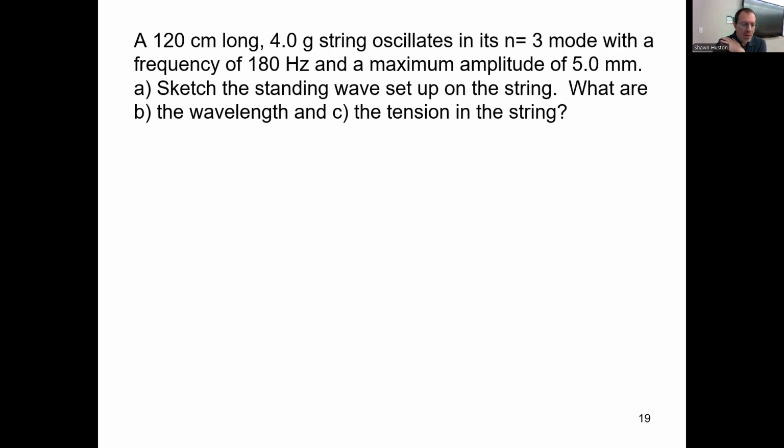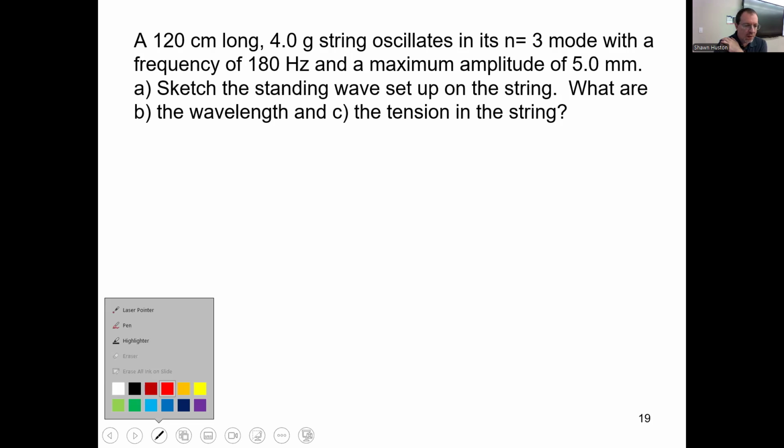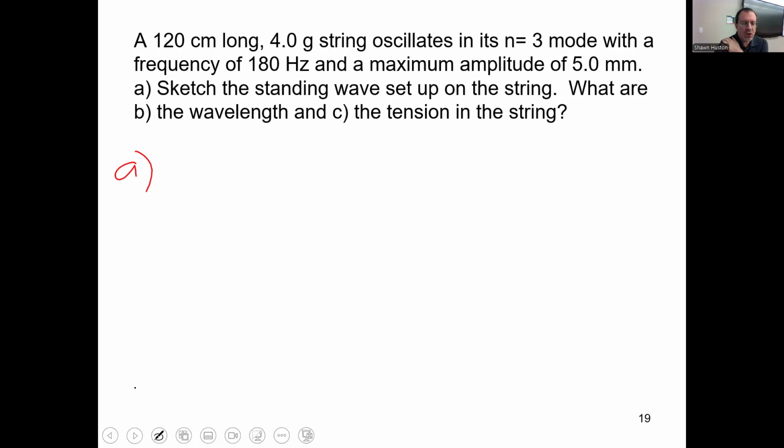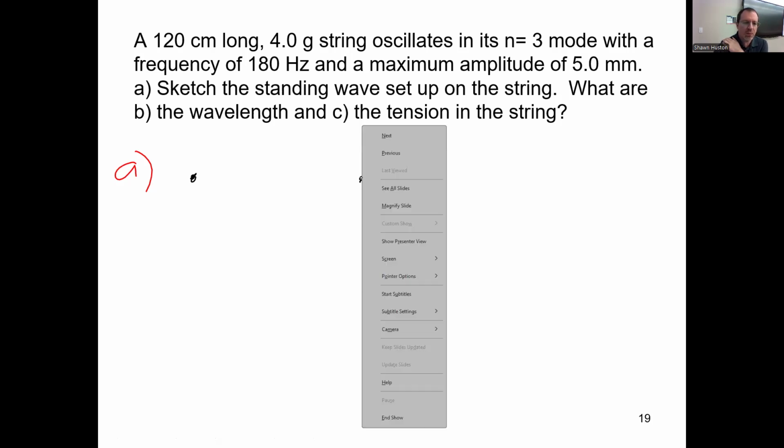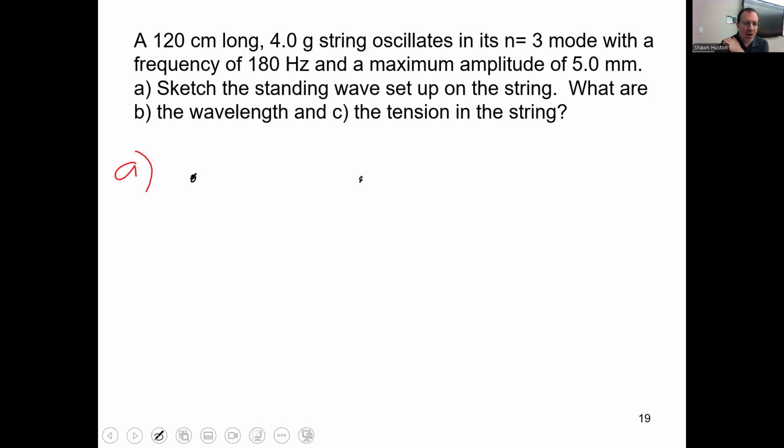All right, so we'll see if I can get my pen going here in PowerPoint so that we can do this problem. In part A, let's change the color there. We just want to sketch the string. So give it a couple of fixed ends there. It says it's oscillating in its n equals 3 mode, so that means it's going to basically have 3 peaks, something like that.